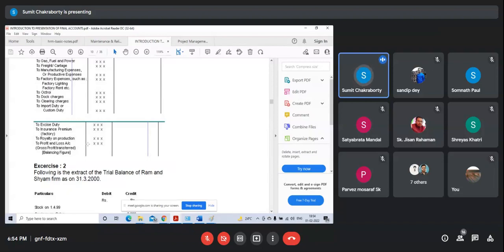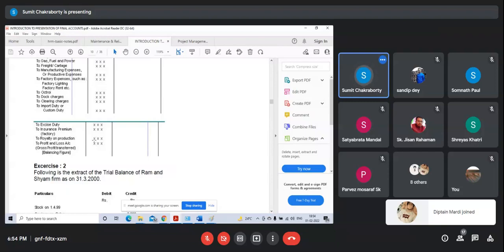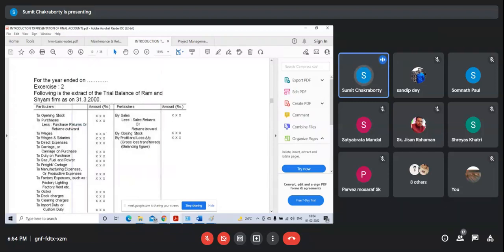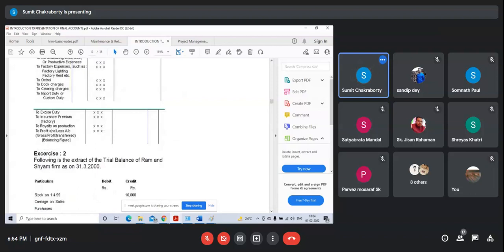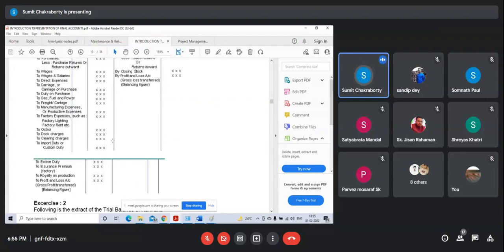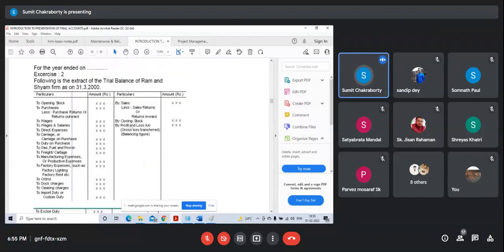because we have to add both sides, the debit side and the credit side. Whichever side is lesser, we put a balancing figure. If the right hand side is greater than the left hand side, then we put a balancing figure here as profit and loss account, gross profit transferred. If the left hand side is greater, we write profit and loss account, gross loss transferred.